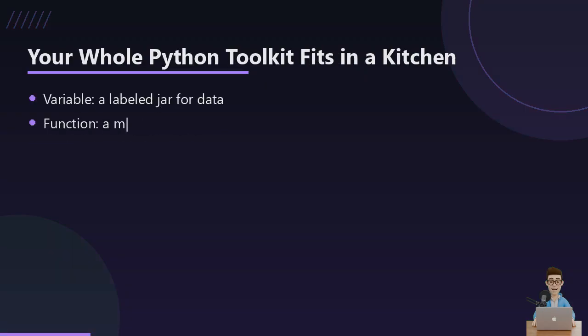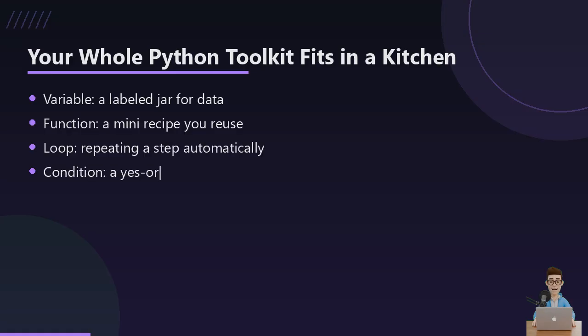Picture a kitchen. A variable is a labeled jar holding an ingredient. A function is a recipe card. You feed it ingredients and it hands back a dish. A loop is stirring the pot the same way over and over. A condition is tasting the soup and deciding yes, add salt, or no, it's fine. That's it. That's your entire starter toolkit, and we'll use every piece of this kitchen for the rest of the video.